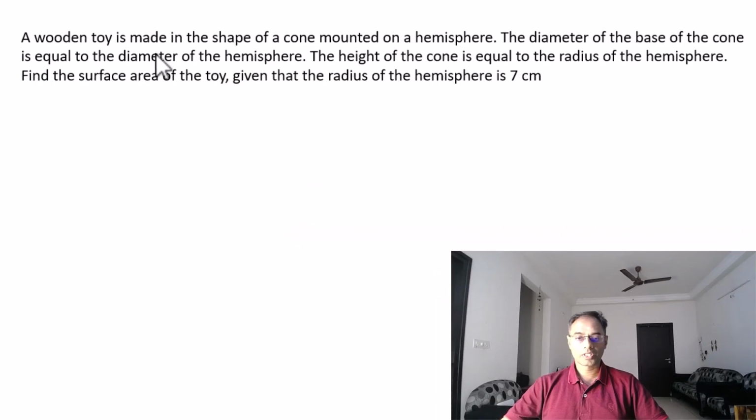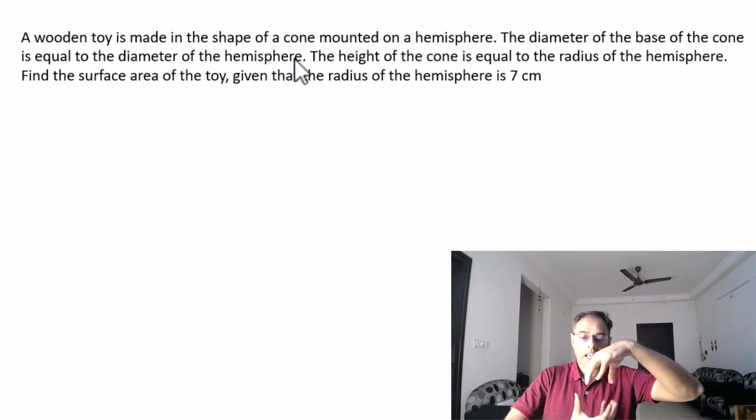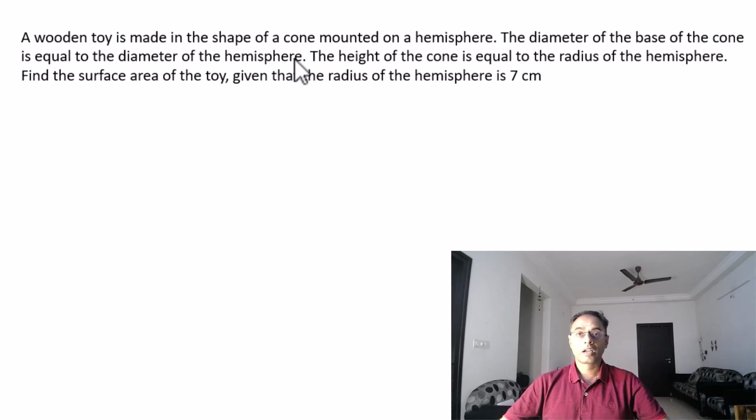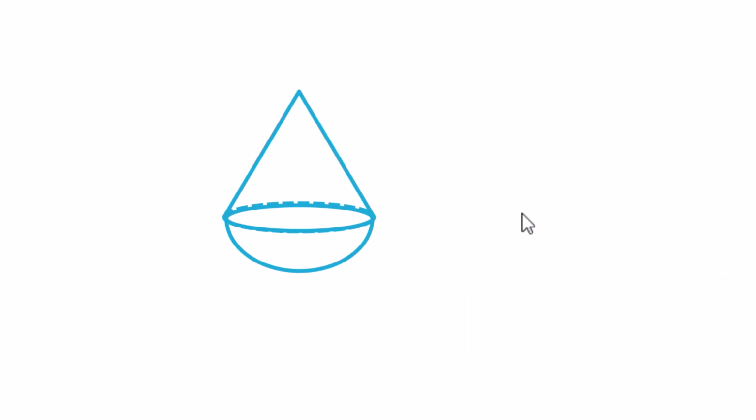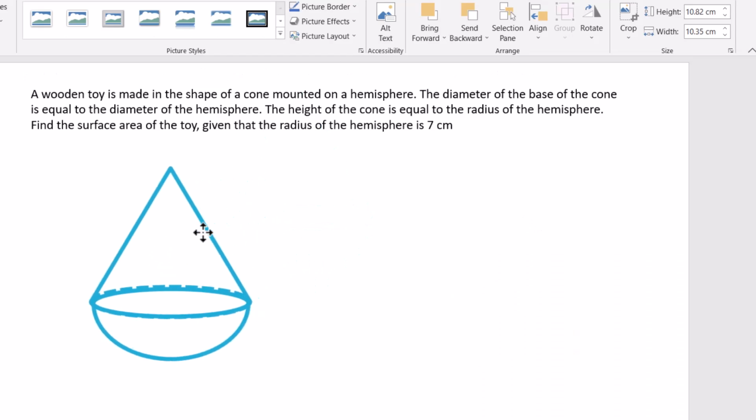Okay, now let's look at the question here. A wooden toy is made in the shape of a cone mounted on a hemisphere. The diameter of the base of the cone is equal to the diameter of the hemisphere. So we have a cone on top of the hemisphere, and the diameter of the hemisphere and the diameter of the cone are the same. Let's draw this diagram and then continue reading the remainder of the question. Okay, I've got the diagram here.